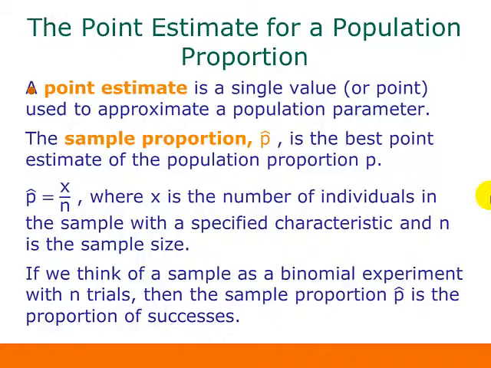And if the P hat value is not given to us in a problem, we can calculate it by taking x and dividing by n, where x is the number of individuals in the sample with a specified characteristic, and n is the sample size. Another way to think about this is if we think of a sample as a binomial experiment with n trials, then the sample proportion p hat is the proportion of successes. So it's the same as the number of successes, x, divided by the number of trials, n.